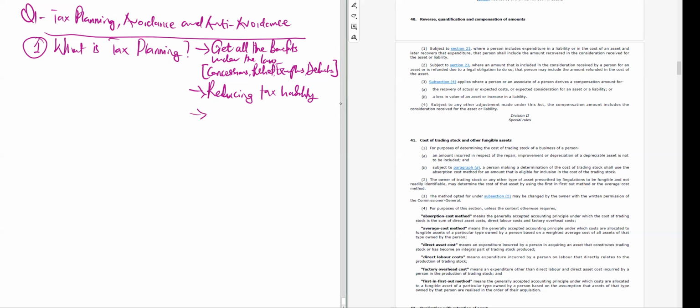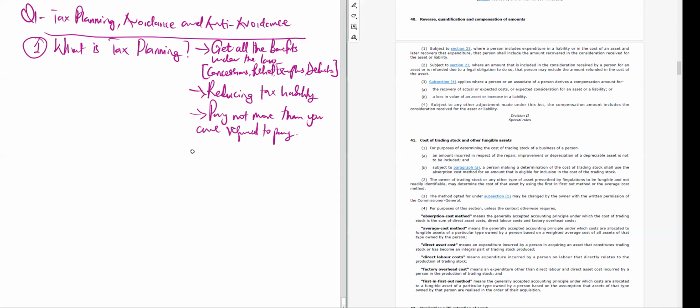And three, to pay not more than you are required to pay, right? To pay not more than you are required to what? You are required to pay. So we also do tax planning not only to minimize our tax liability, but also to make sure that we do not pay more than we are required to pay under the tax law.